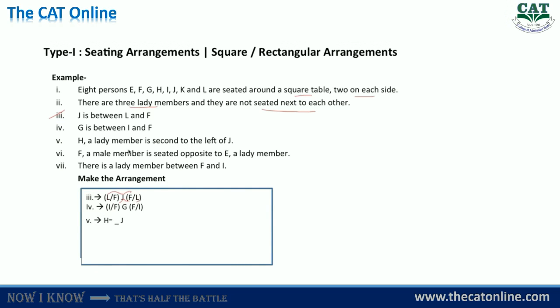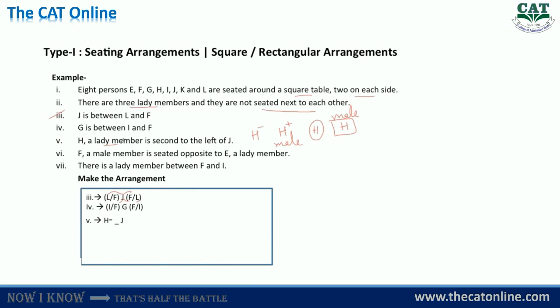Now the fifth is saying H, a lady member. Here, a thing to be noted: whenever a gender is specified, there are two notations that are most commonly used. H with a superscript of a negative sign denotes a lady. If it is a plus sign, it denotes a male. Another thing you could use is H with a circle outside it for a lady, and H with a square outside it for a male. These are the most commonly used signs, but you are free to use your own signs. To save time, use whatever suits you.